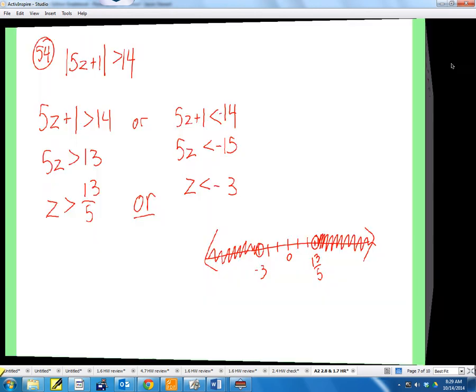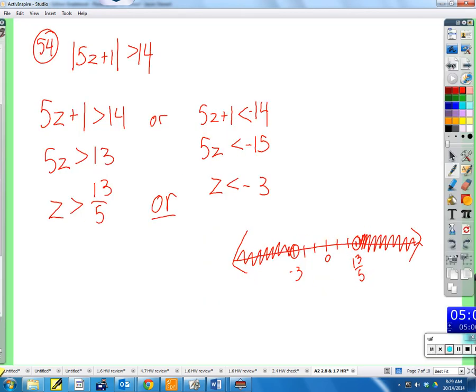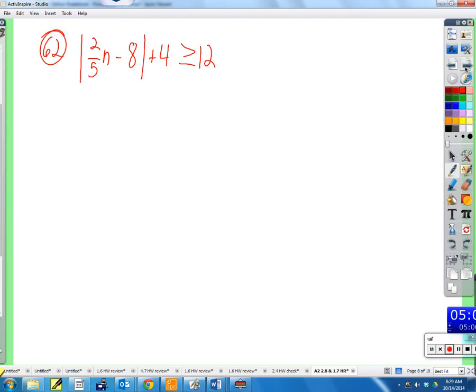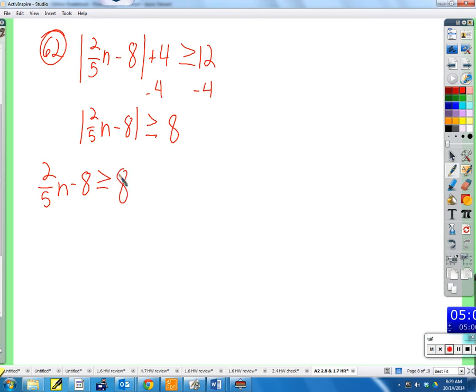Very similar to this previous problem, only it's not absolute value, inequality sign, number. So to make it that way, we'll subtract 4 from both sides, and then we can approach it exactly the same way. If that stuff inside is greater than or equal to 8, then the absolute value will be greater than.